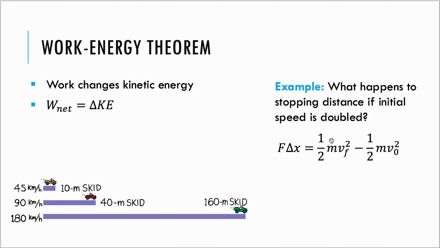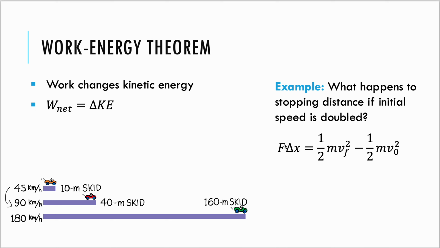What happens to the stopping distance if the initial speed is doubled? So this is referring to a car skidding. Now we can see from this picture that as the speed is doubled from 45 to 90 kilometers per hour, the skidding distance increased by a factor of 4. But we can figure that out using the work-kinetic energy theorem.